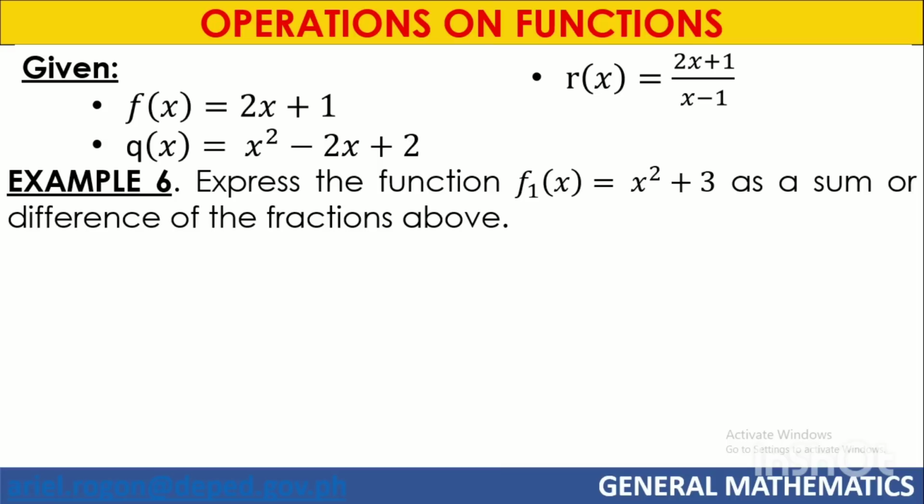Okay, let's proceed for this. F of x is equal to 2x plus 1. Q of x is equal to x squared minus 2x plus 2. And R of x is equal to 2x plus 1 over x minus 1. So, ito class ay working backward tayo. Magta-trial and error kayo dito. Sa tatlong given na function, ano kaya ang gagamitin na operation na ito yung magiging kinalabasan? Ito yung magiging new function niya.